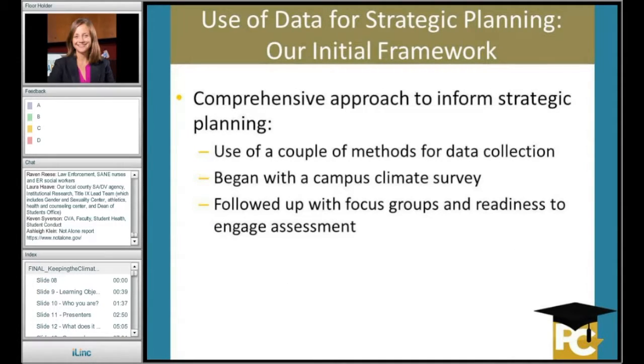So like Jane was talking about, we used a couple of different methods for data collection. So we began with the campus climate survey and then also followed up with focus groups and the Readiness to Engage assessment. And that was with her recommendation, but also to give us a bigger picture. And I think there's a great deal of value of using different methods for collecting data.